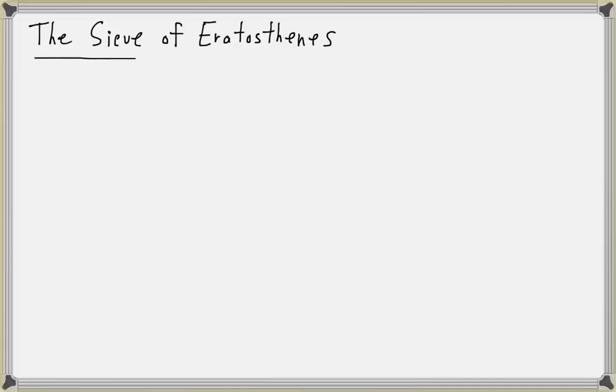Next, we will talk about the Sieve of Eratosthenes, which is actually easier to do than to say. The Sieve of Eratosthenes is a method for finding prime numbers up to a given integer n. The idea is we're going to throw out all of the composite numbers and the sieve will only keep the prime numbers. Let me show you how this process works.